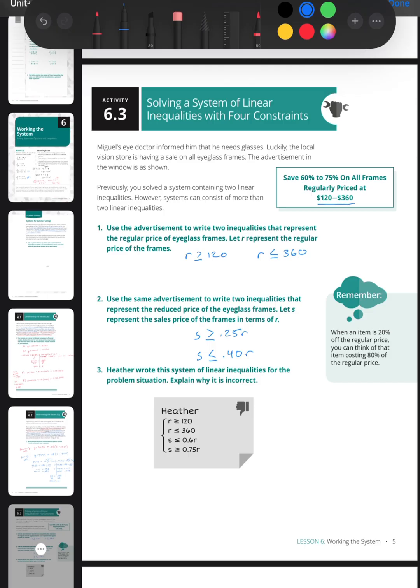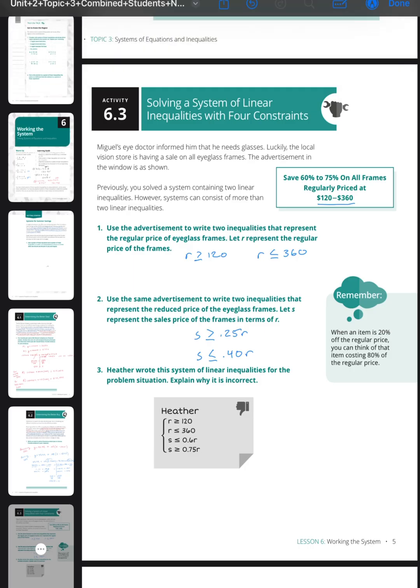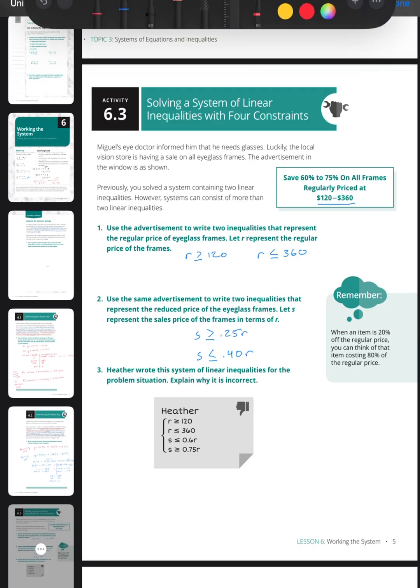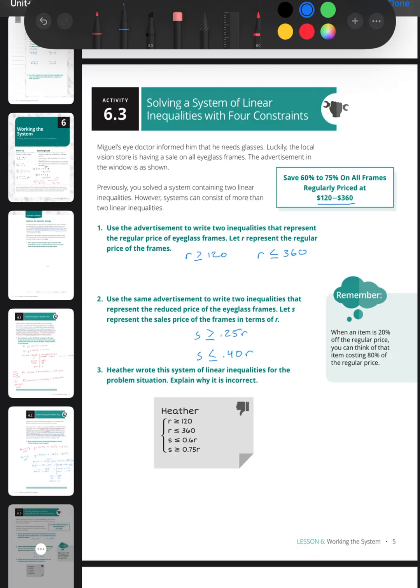Heather wrote this system of linear inequalities for the problem situation. Explain why it is incorrect. What Heather did is a common mistake here. It's just mixing up your percentages. If I'm saving 60%, I'm actually paying 40%. And if I'm saving 75%, I'm actually paying 25% of the original cost. You'll notice on her second two, she plugged in the 60%, 0.6, and the 75%, 0.75, which gives her not the sale price, but how much she's saving, which is a different amount.